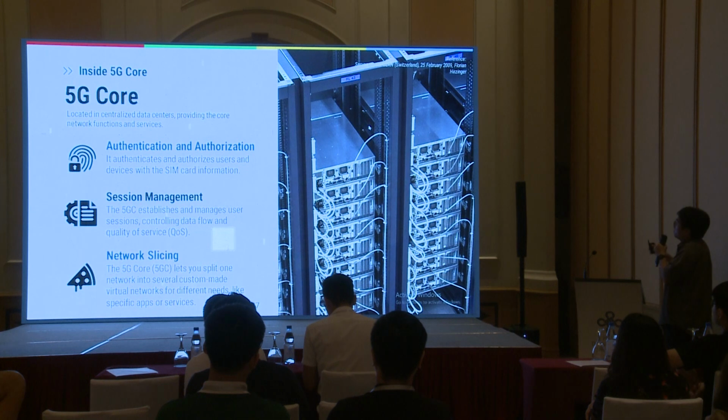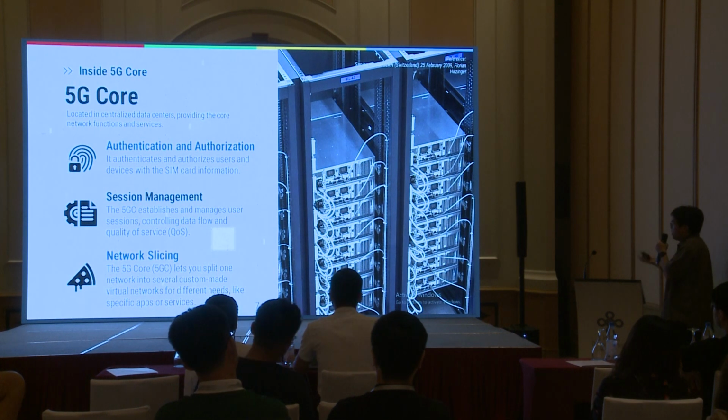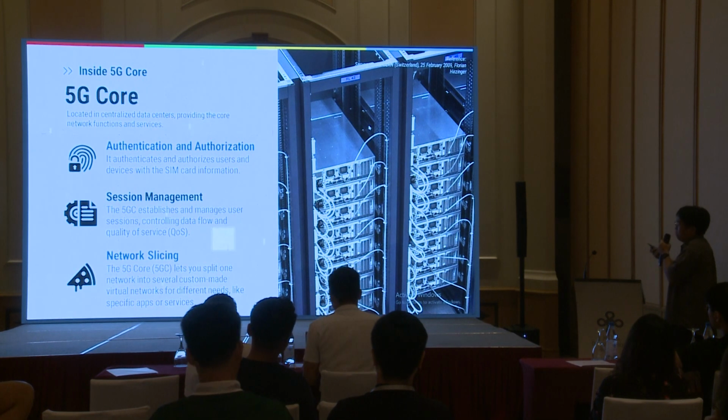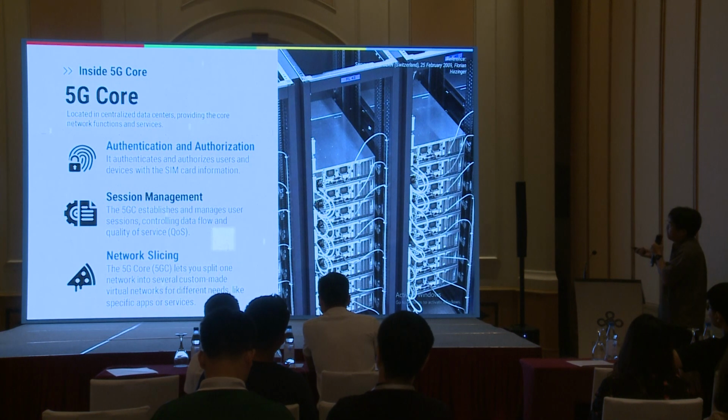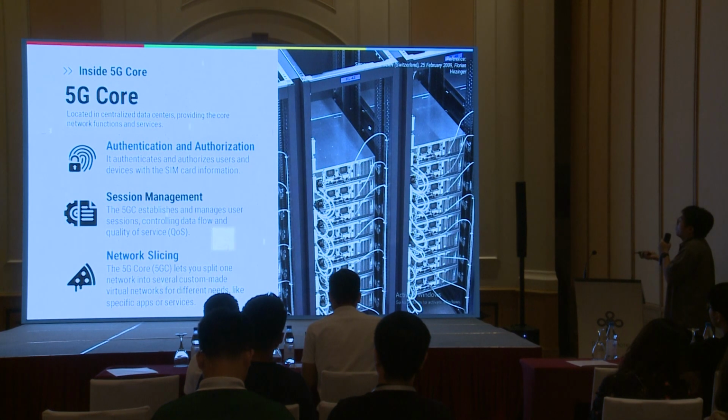So the core network is just a bunch of network functions in containers, mostly run on a single server. You can scale it, but yeah. And then the 5G core is responsible for things like SIM card verification, authentication, authorization, and session management to improve the quality of service, the QoS, or the network slicing.